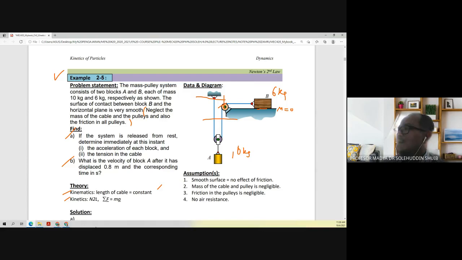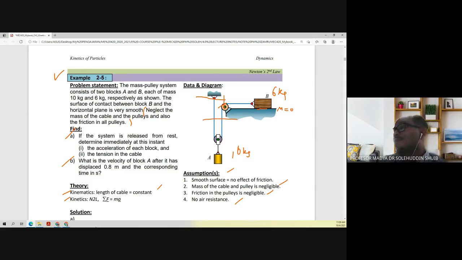Okay, these are the assumptions or the information given. When you say smooth surface, it means no friction. And then what else? The mass of the cable and the pulley you can neglect. Friction in the pulley is also neglected. There is no air resistance.